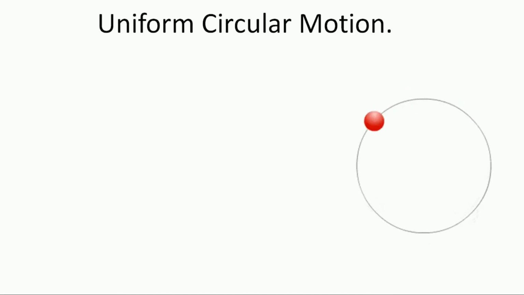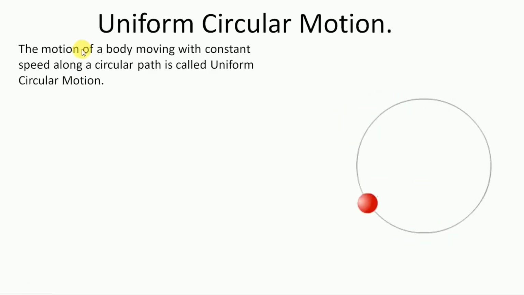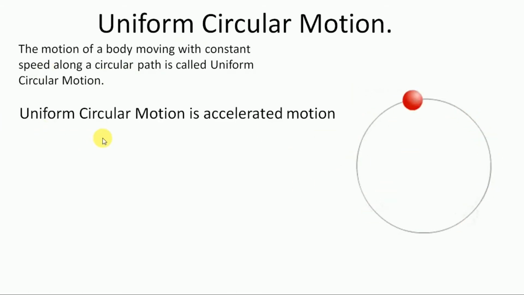Uniform circular motion. Here you can see this ball is moving in a circular path with constant speed. The speed is not increasing or decreasing, that means its motion is uniform. So uniform circular motion is motion in which an object moves in a circular path with constant speed. The speed does not change, but still this motion is considered accelerated motion. Now if you see this diagram, the direction of velocity keeps on changing along the path.